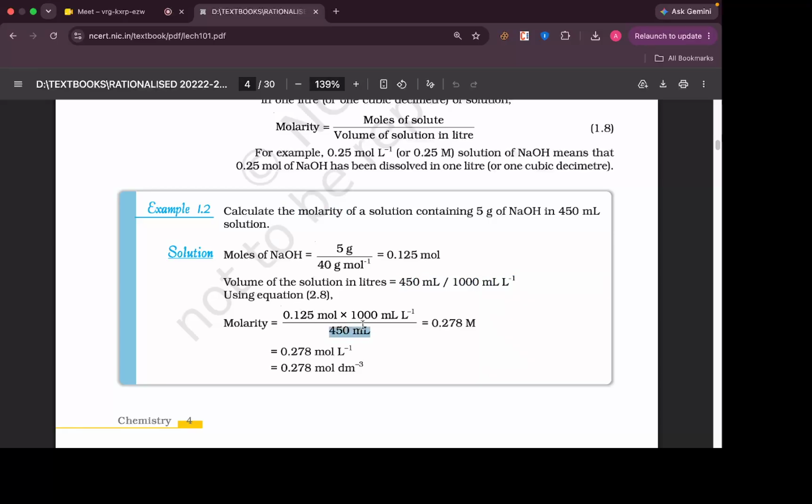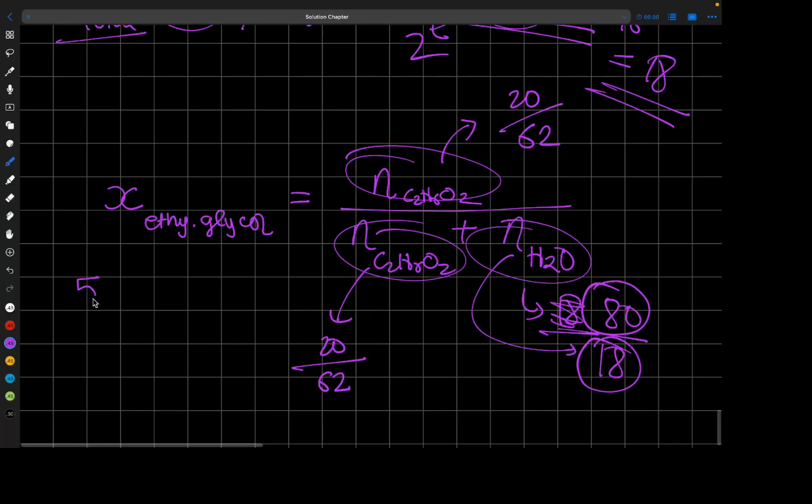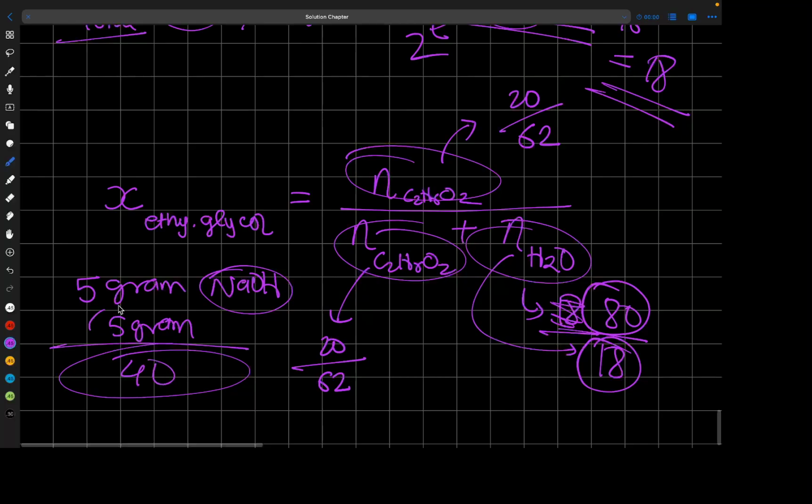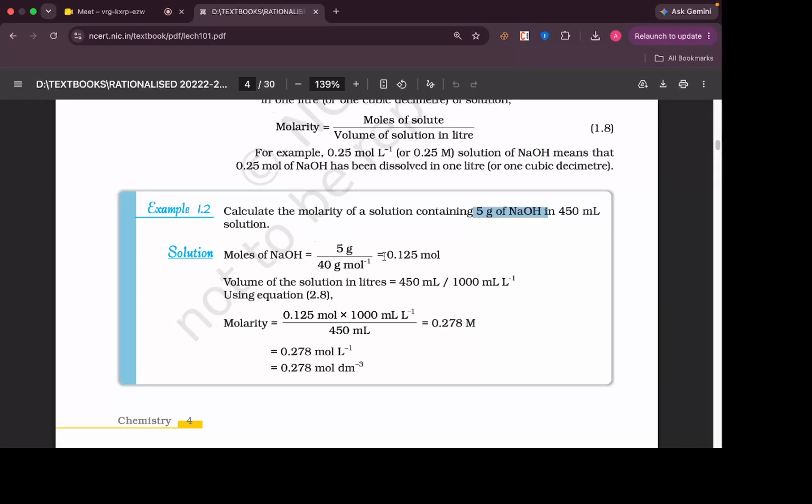I got 450 divided by 1000 in liter, right? So I got the denominator. I need a numerator. Numerator is what? Moles of solute. What are the moles of solute? 5 gram of NaOH is written. So what will I do? 5 gram divided by the molar mass of NaOH, that I have to put here. So it is 40, I think it's 40. So 5 divided by 40. Here you will get the answer 0.125.